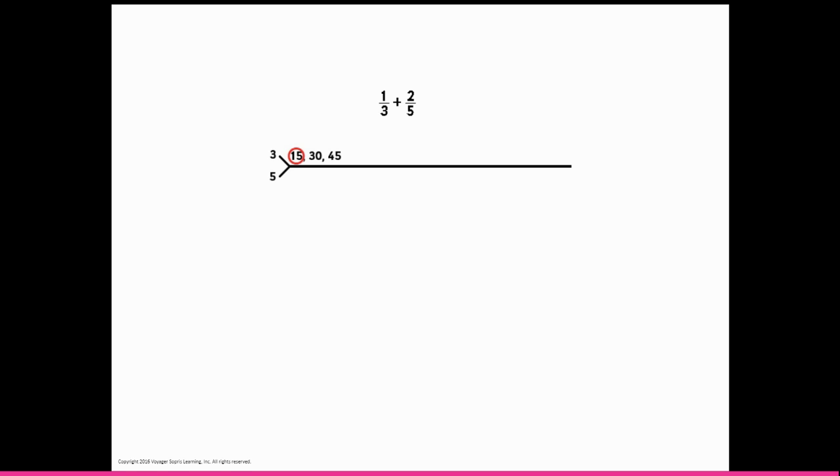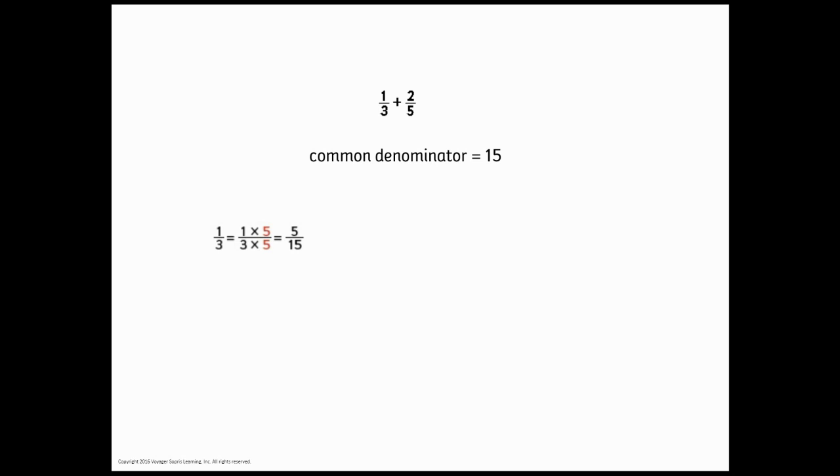To find a denominator that would work for both 3 and 5, first find their common multiple. The first common multiple for 3 and 5 is 15. Now we need to make equivalent fractions for 1/3 and 2/5 by using the common denominator 15. Let's start with 1/3. Because 3 times 5 equals 15, multiply the numerator and denominator by 5. The equivalent fraction is 5 out of 15.